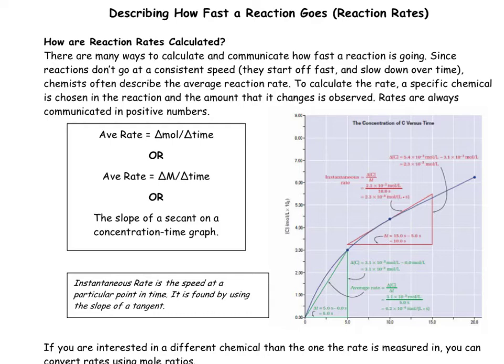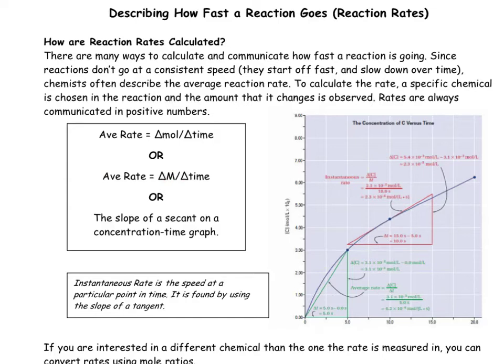Here are 3 methods to calculate the rate. The average rate equals the change in moles of a specific chemical divided by the change in time. This equation works really well if you have a solid reactant that you keep track of, or a solid product. If you have a gas or a solution, you might use this equation. The average rate equals the change in moles per liter divided by the change in time.